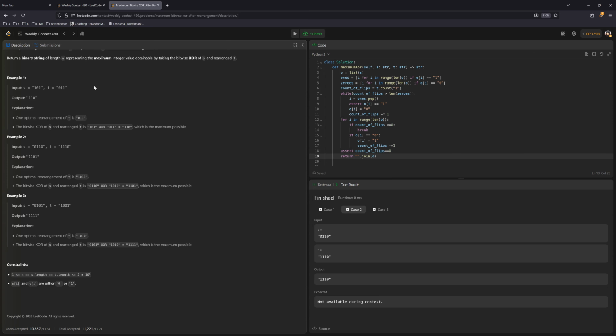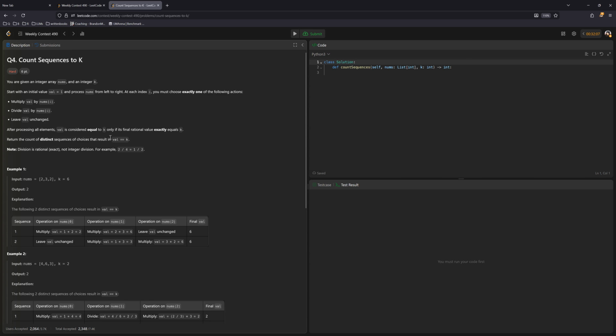Oh, for hell's sake. What's the next problem? Count sequences to k. You're given an integer array nums and an integer k. Start with an initial value val equals 1 and process nums from left to right. At each index i, you must choose exactly one of the following actions. Multiply val by nums[i], divide val by nums[i], or leave val unchanged. After processing all elements, val is considered to be equal to k only if its final rational value exactly equals k.